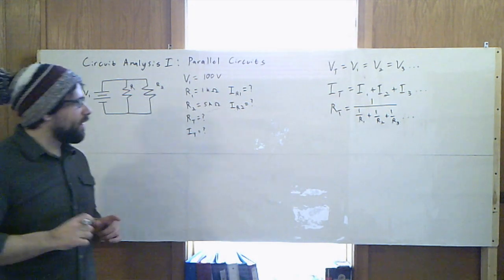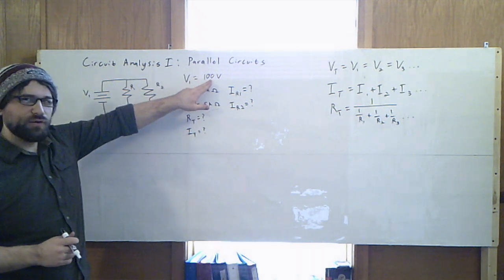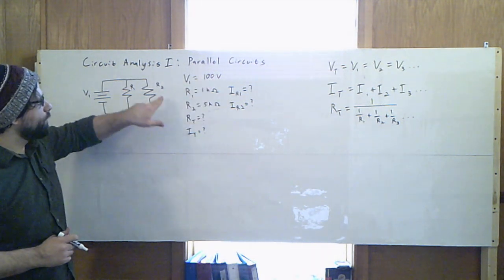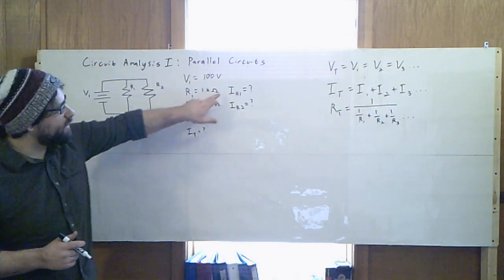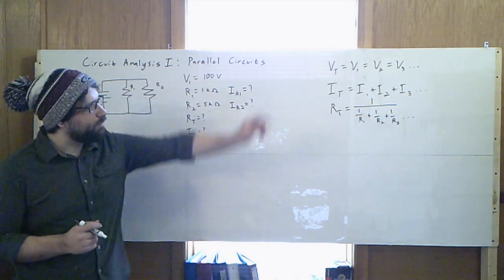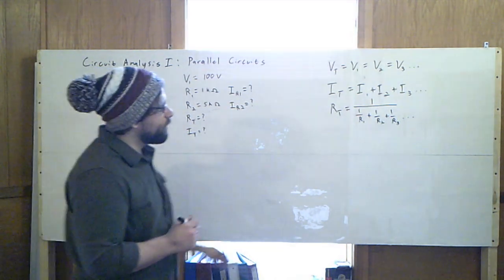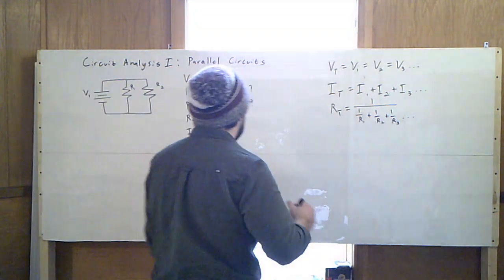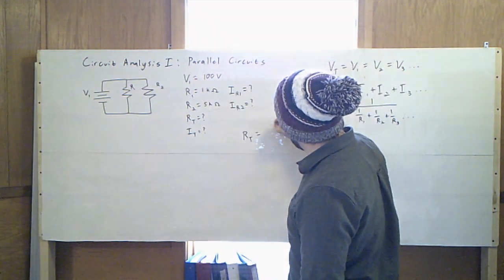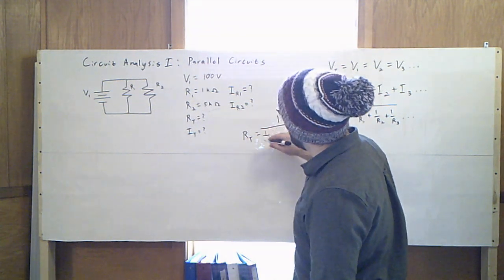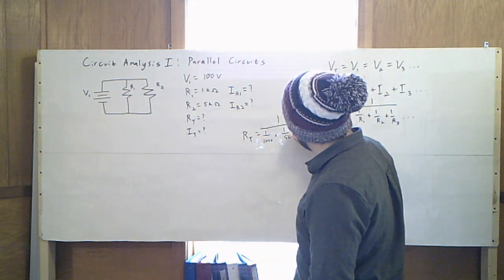Now, let's do a sample problem. I've got a parallel circuit here. Voltage 1, 100 volts. R1, 1 kilo ohms. R2, 5 kilo ohms. We want to find the total resistance, the total current, and the current through each resistor. So let's apply our rules right off the bat. First, let's find our total resistance. So in order to find this, we're going to plug our resistors into this formula here. So that's going to be RT is going to be equal to 1 over the addition of 1 over 1,000 plus 1 over 5,000.